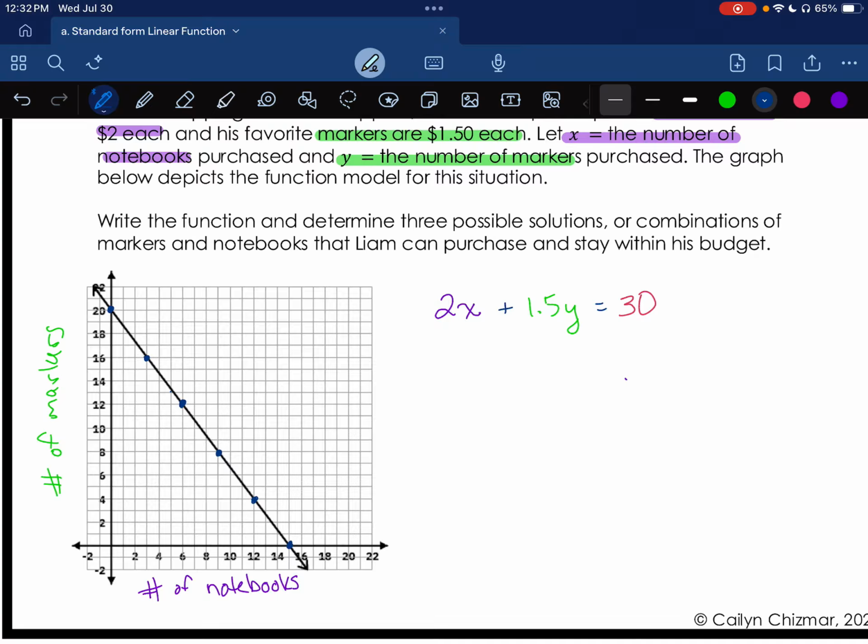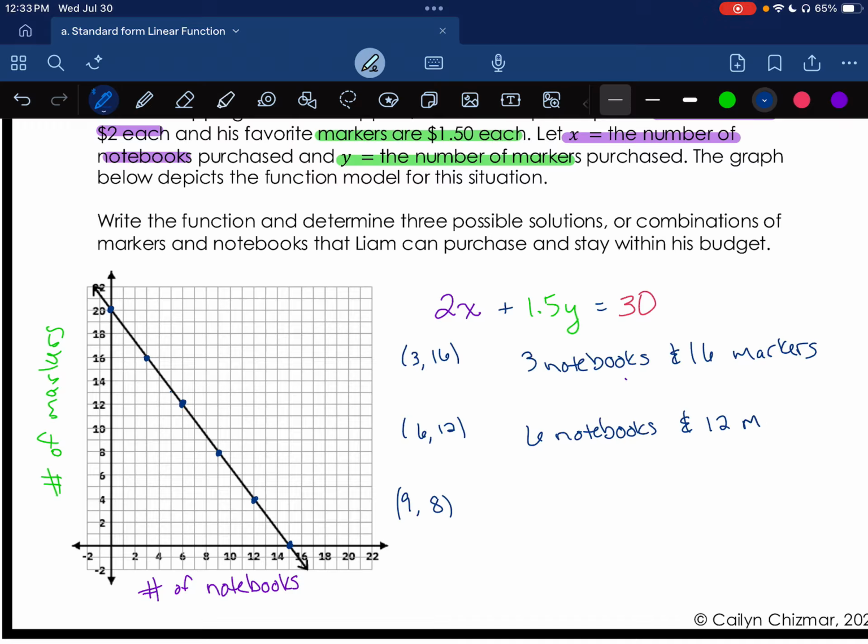All right, so let's think about what's going on here. So 3, 16 means that I could get 3 notebooks, 16 markers. I could get 6 notebooks and 12 markers. Or I could get 9 notebooks and 8 markers. Of course, those aren't the only solutions. Those are just 3 of them.